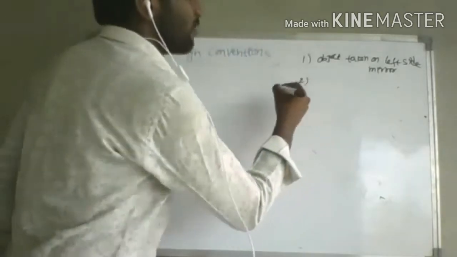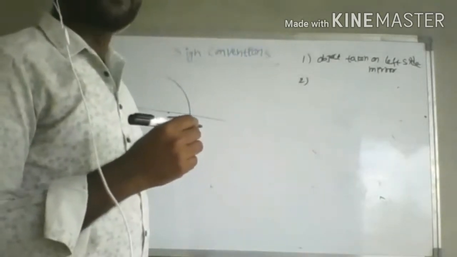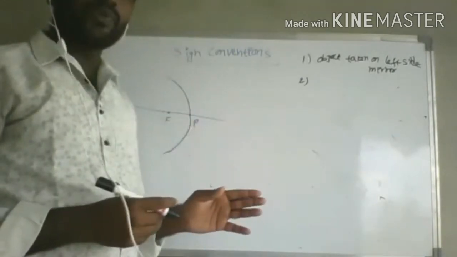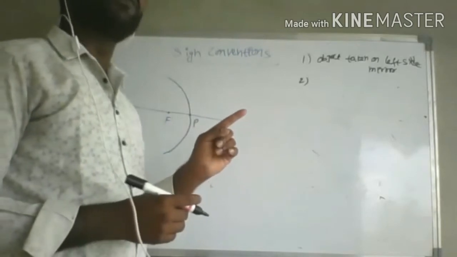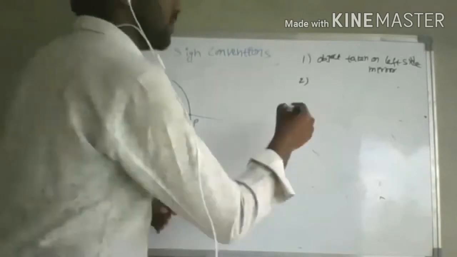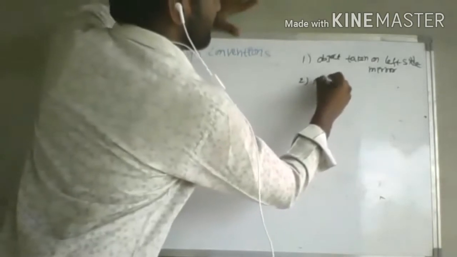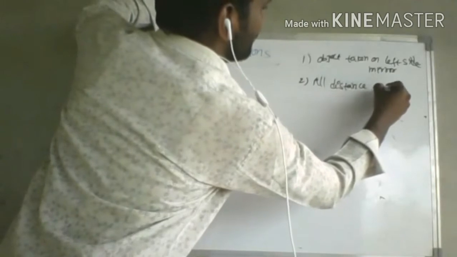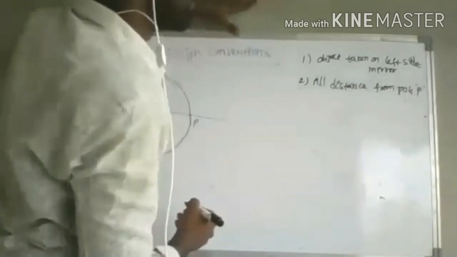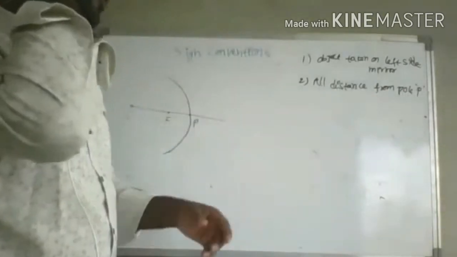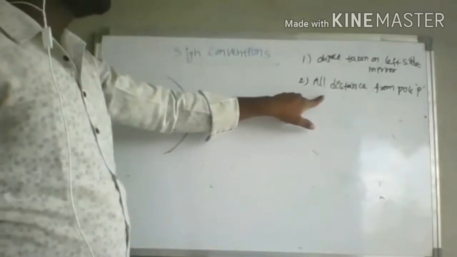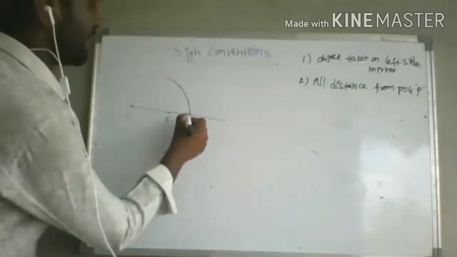Okay. So second point, distances. All the distances are measured from the pole point. If you want to calculate any distance, the origin point to calculate the distance is the pole point. So all distances are measured from the pole point. If you want, I will send those points to you.